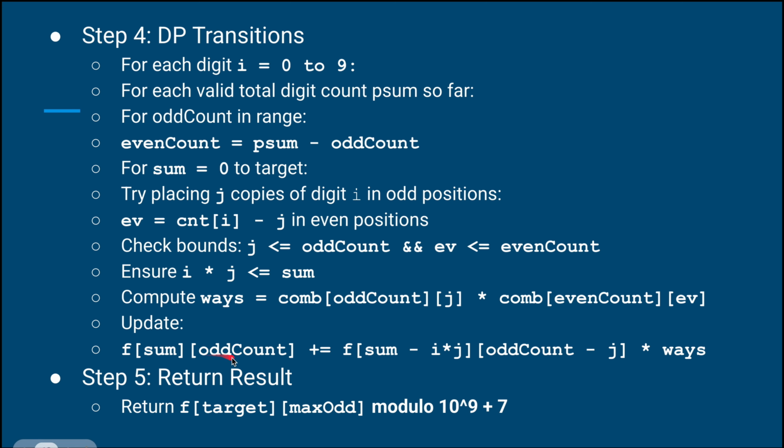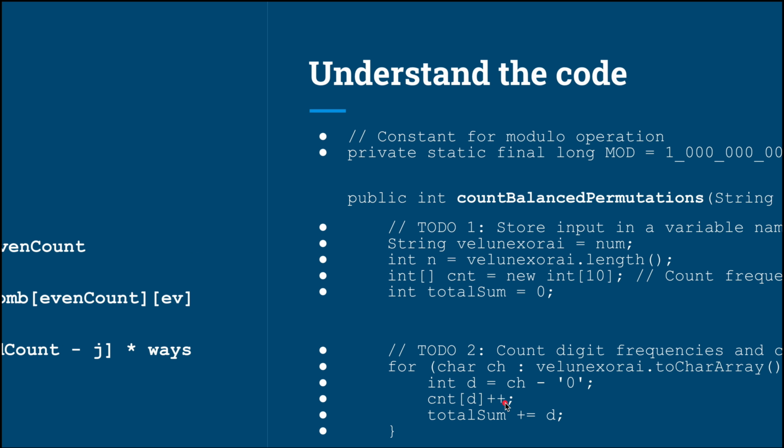And finally, we'll update the states of the dp, like how we used to do, right? Then we'll multiply the weights, and finally we'll return the result at target and max count. We'll take the modulo here.